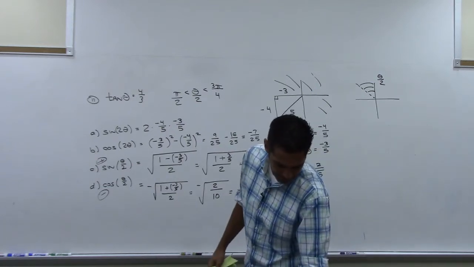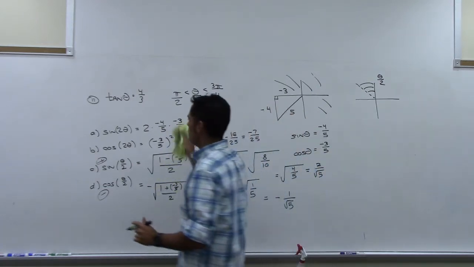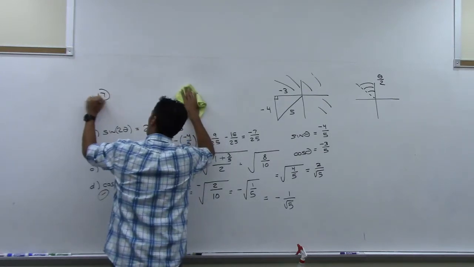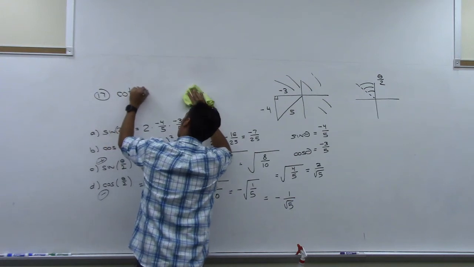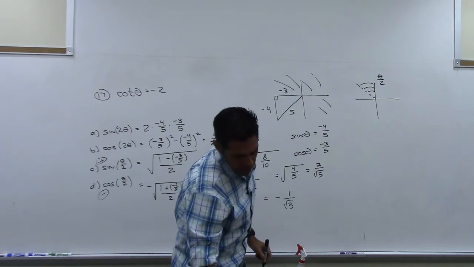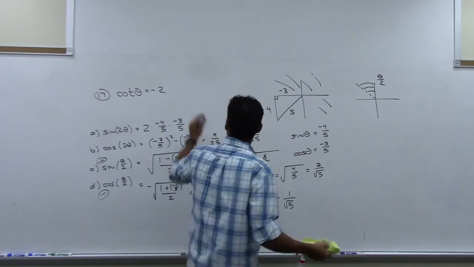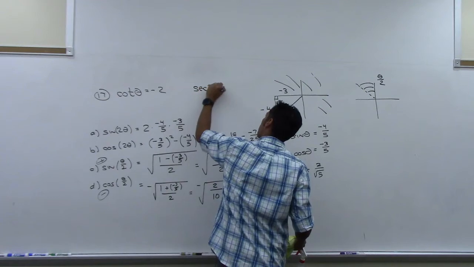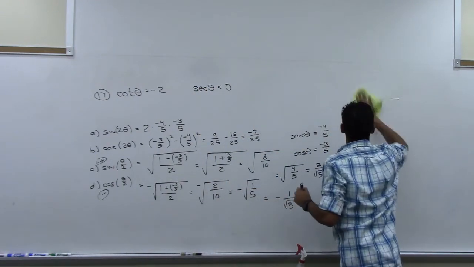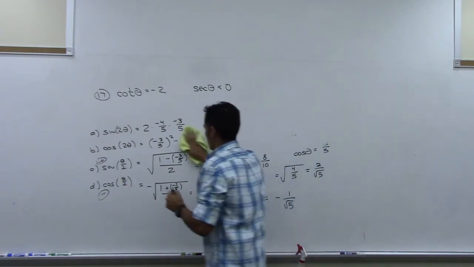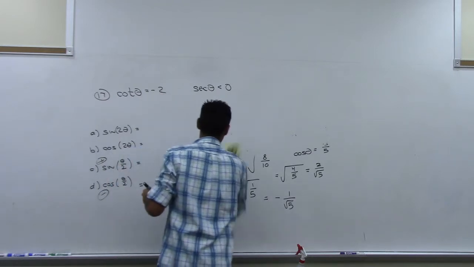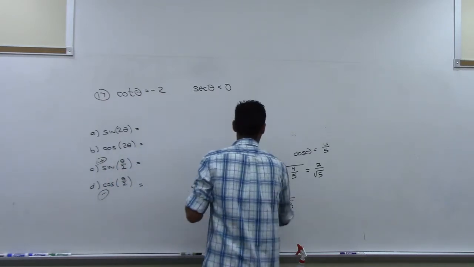Okay, number 17, cotangent is negative 2. And my angle is, oh, it doesn't give me an angle, it tells me that secant theta is negative. All right. So let's try and figure out what quadrant we're in. So we can draw our little triangle.